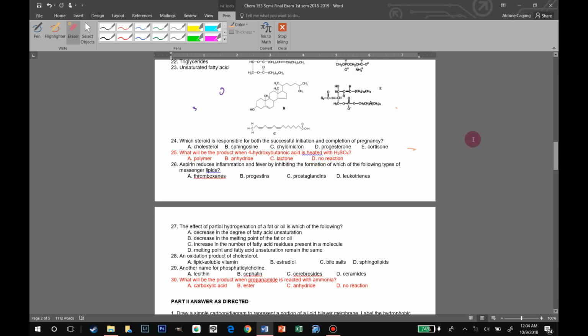Number 26. Aspirin reduces inflammation and fever by inhibiting the formation of which of the following types of messenger lipids? So you have letter A, thromboxanes, B, progestins, C, prostaglandins, D, leukotrienes. The answer here is going to be your leukotrienes.